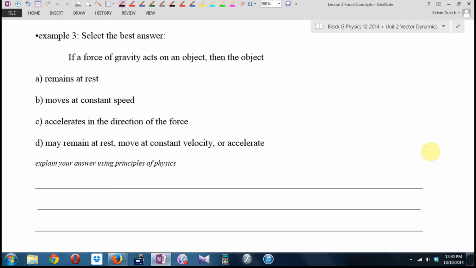So you're going to vote. Ready? Again, how high you hold your hand up is how sure you are of the answer. If the force of gravity acts on an object, then the object, A, remains at rest. No one. B, it moves at a constant speed. No one. C, free fall, it accelerates in the direction of the force. No one. D, it can be at rest, it can move at a constant, okay.